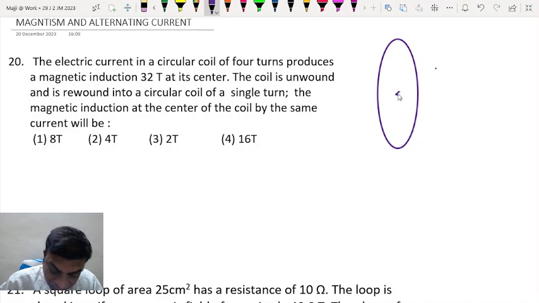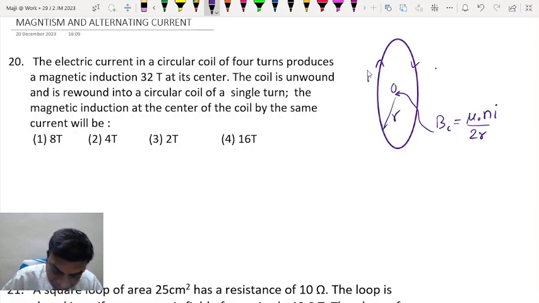Now for any circular loop, the magnetic field at the center is given by mu 0 N I by 2R, where R is the radius, I is the current, and N is the number of turns in the wire. So here there are two variables we can see. What are they? N and R, both are variables.